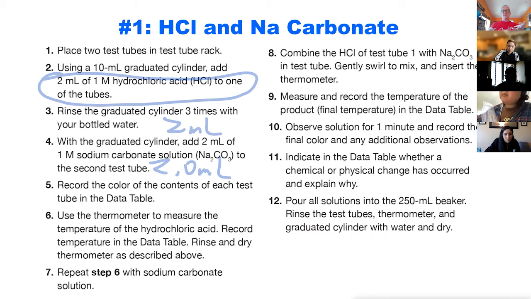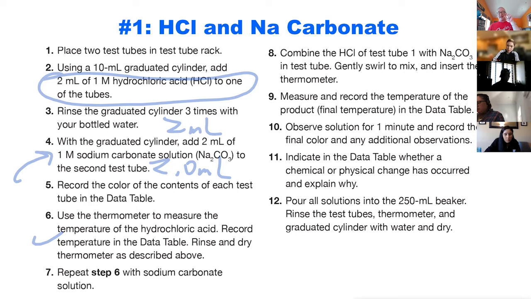Rinse the graduated cylinder once you've added the HCl. And then around 2 mils of the sodium carbonate solution. And then record the temperature of the hydrochloric acid. It should be room temperature, whatever your room temperature is. And then combine them. So measure the temperature of the acid, measure the temperature of the sodium carbonate. They each should be room temperature.